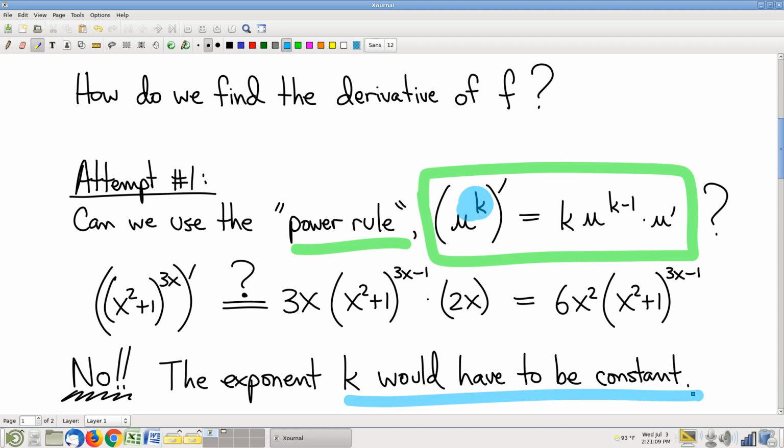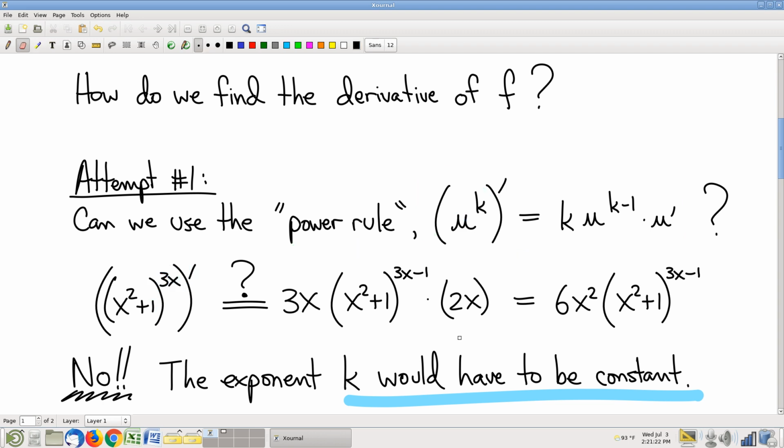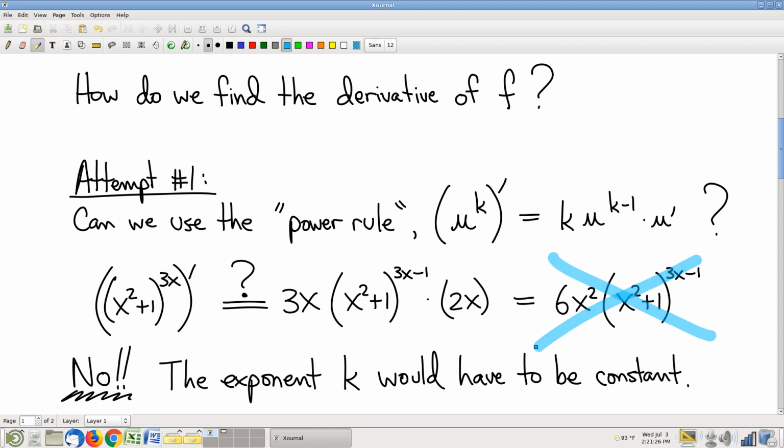But look at our function. This exponent is not constant. So the power rule just doesn't apply. Okay, so don't make this mistake. It's a very common mistake for single variable calculus students to make. This answer here is wildly wrong.